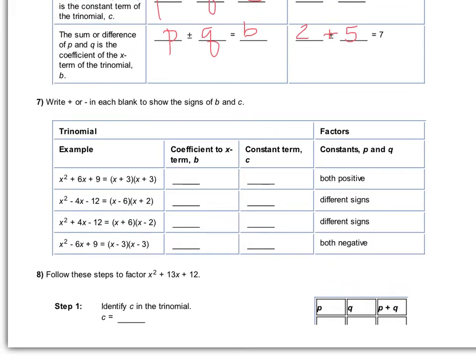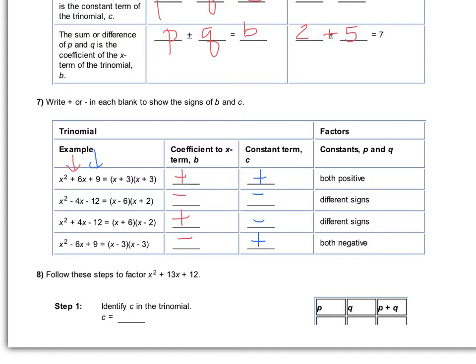And again, we're just going to talk about these and fill this in so that you have this for your notes. It says the coefficient to the X term, which is this term, is positive. I'm going to go ahead and fill that in all the way down. The second one's negative, third one's positive, the last one's negative. And then the constant term, the sign, starting with the first one, is positive, then negative, then negative, then positive. Okay, so we're just filling those in.